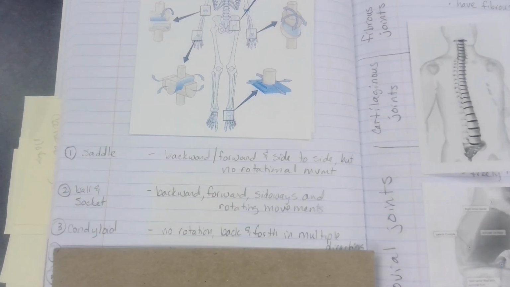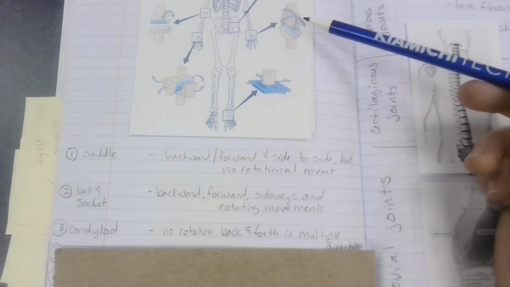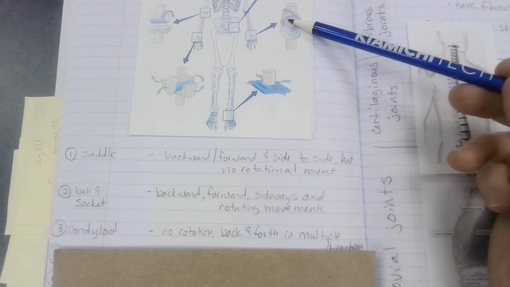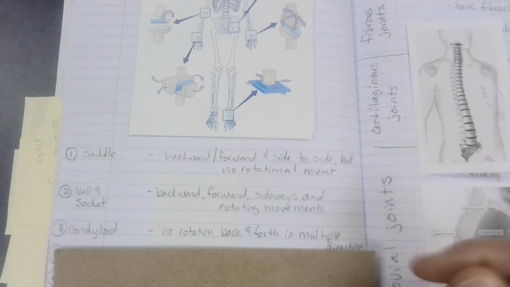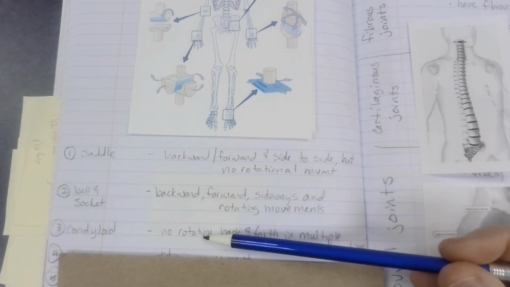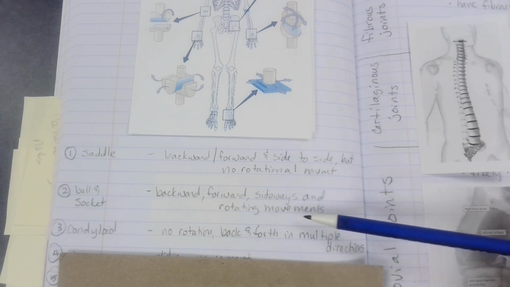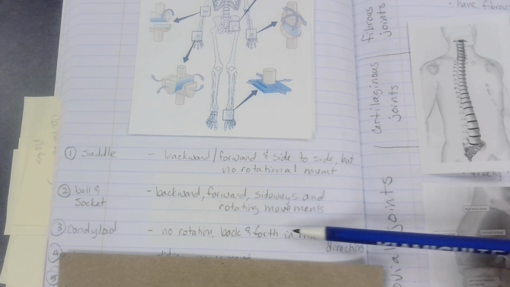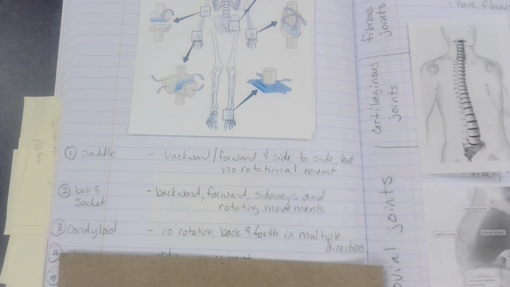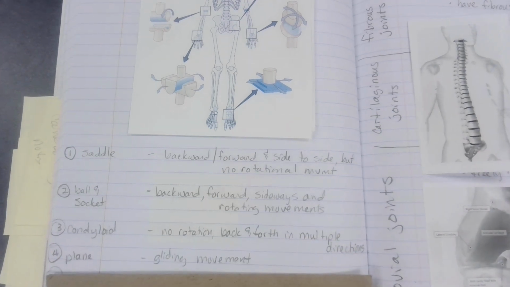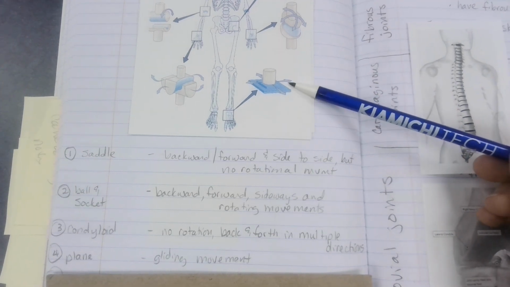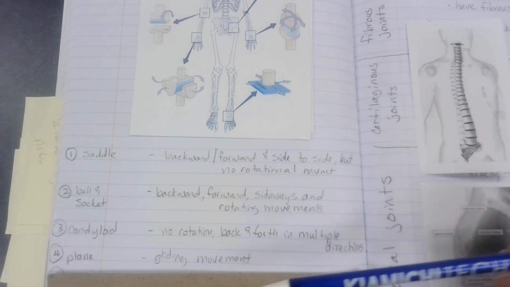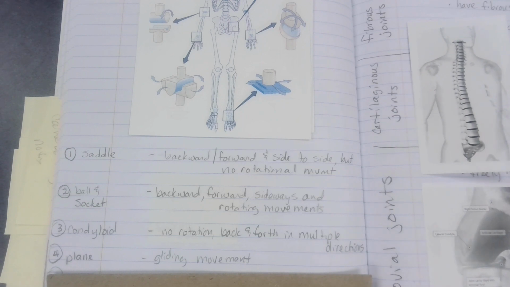Next, the condyloid. So the condyloid joint is this one right here. You might want to mark that number 3, condyloid joint. It has no rotation, but it can move back and forth in multiple directions. The plane joint, this is number 4 right here. It has gliding movement.